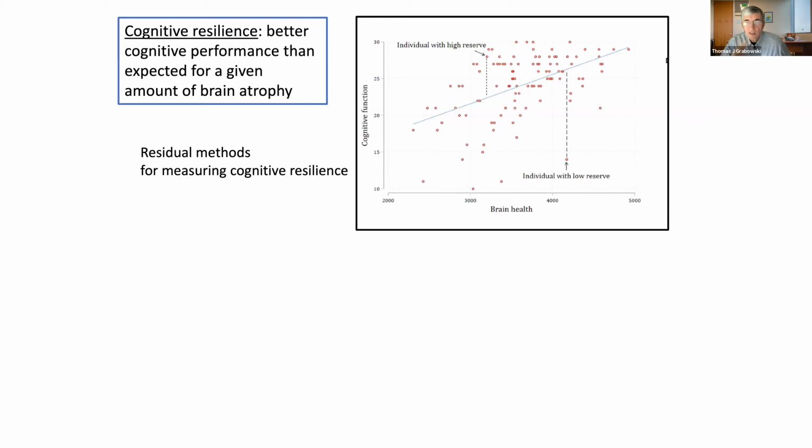The so-called residual method is one in which you look at the relationship between a measure of cognitive function and a measure of brain health, for example, total brain atrophy. There's a regression line that fits there, and the residual is above or below the line by definition. Individuals with a residual below the line are thought of as having a low degree of resilience, or the flip side, vulnerability. For those falling above the regression line, that residual is an estimate of their degree of resilience, if you will.